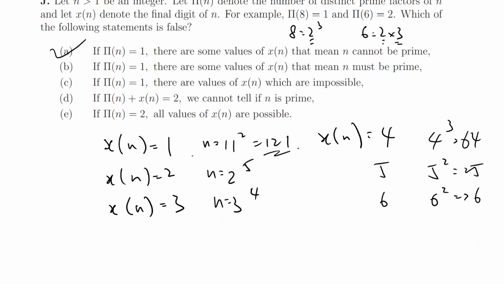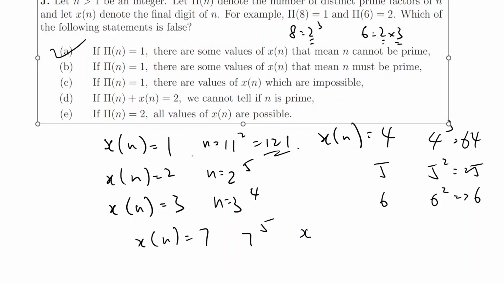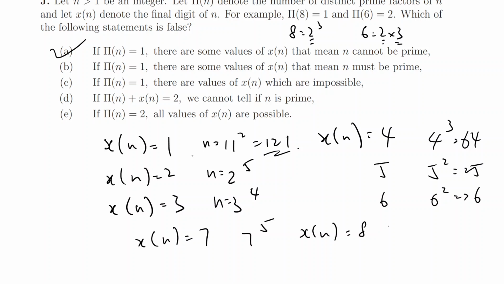Again, 7. If x of n is 7, what do we have? 7 times 7 is 9, 9 times 7 is a 3, 3 times 7 is a 1, 1 times 7 is a 7 again. So just take 7 to the 5. If x of n is 8, 8 squared is no good, 8 cubed ends in a 2, 8 to the 4 ends in a 6, so 8 to the 5 should work, as I just said in part A. And x of n equals 9: 9 squared just gives you a 1, so 9 cubed will be good.